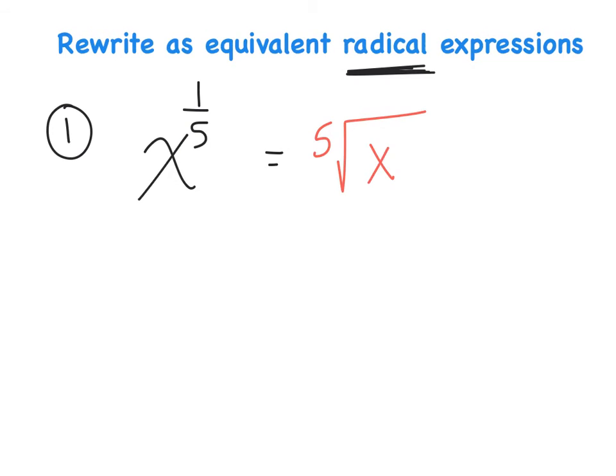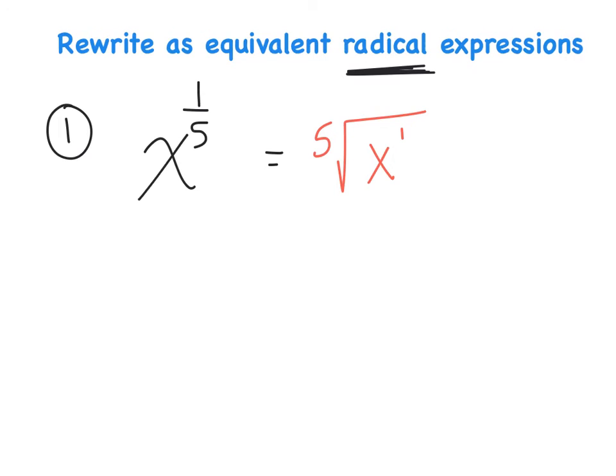All right, jot these directions down for yourself. Rewrite as equivalent radical expressions. So I want my answer to have a radical in it. Question 1. Let's say x to the 1/5. Okay, so all I'm saying to myself is the root is 5, so it's going to be the 5th root of x to the 1st. So 5th root of x to the 1st.